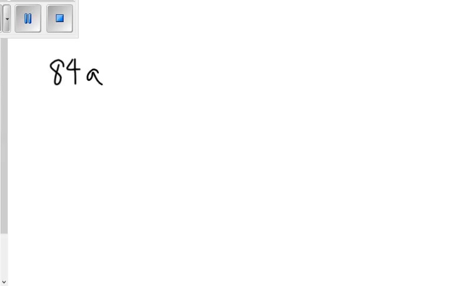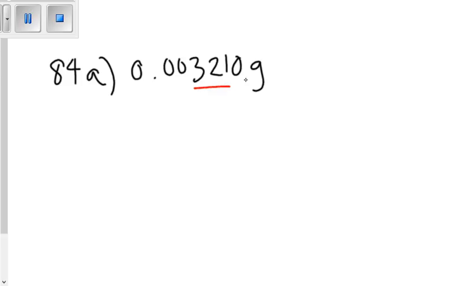So 84A, our number is 0.003210 grams. And they want us to have 3 significant figures. So my 3 significant figures would be 3, 2, 1. I look over here at my 0, and it's less than 5. So my answer is going to be 0.00321 grams.